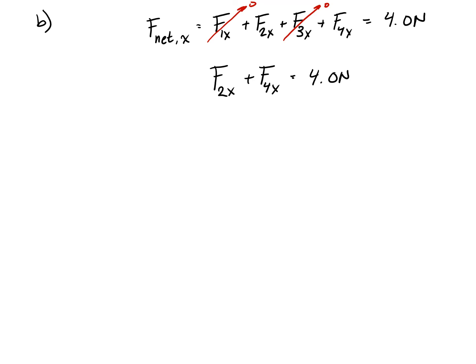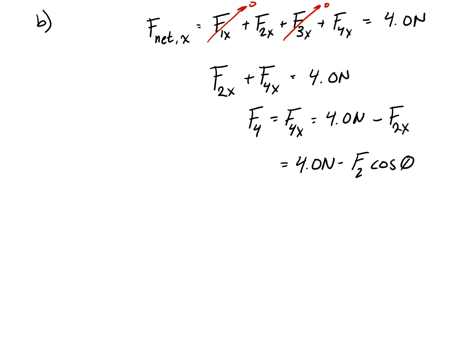So we want to rearrange to isolate 4x, which again is just equal to 4 because all of it's in the x direction. So we'll have 4.0 newtons minus force 2x. So again, remember that force 2 is not just in the x or just in the y direction. So we need to go through and plug in our equation. So force 2 cosine theta. So now if we plugged in the information we have about force 2, we'd be able to go through and finalize solving force 4.